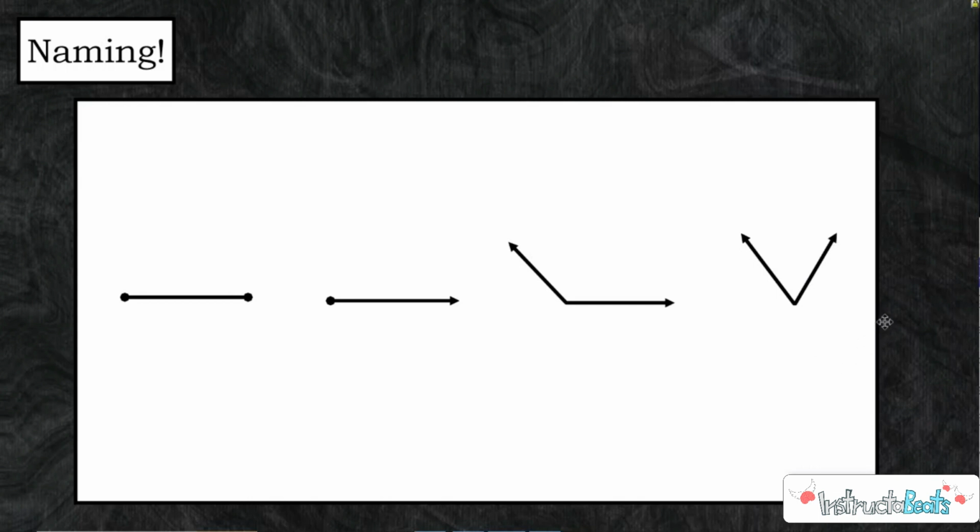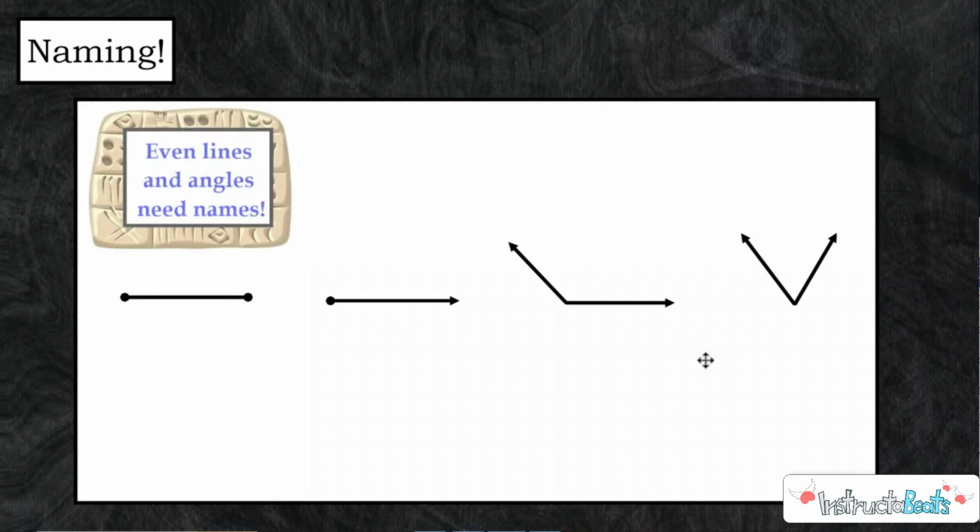In the Babylonian times, names were sacred. Everybody needed a name because it told you who you were. Well, here we have a line segment, a ray, an angle, and then a second angle. Actually, this is an obtuse and acute angle, but we're going to get into that in a couple lessons. And these look a little lonely. Even lines and angles need names. That's our Babylonian tip tablet, because back then obviously they didn't have paper a long time ago, so they had to write stuff down on tablets. So here's our tablet that's letting us know that we need to know how to name these.